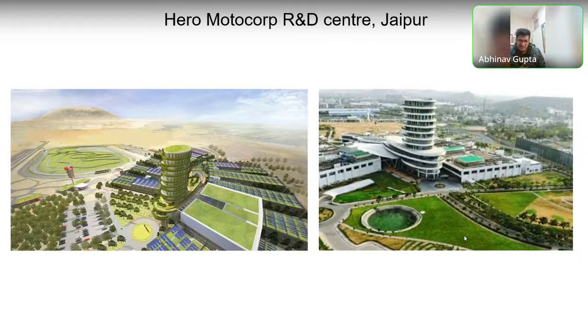This was a dream project for Hero, where they were doing an R&D center. And as you can see in the picture, there's a lot of green roofs. There's a lot of water bodies within that complex, which creates a positive feeling. The idea behind this building was, they had these huge industrial buildings where they would make the automotives.